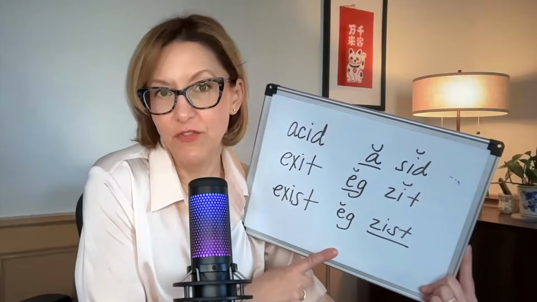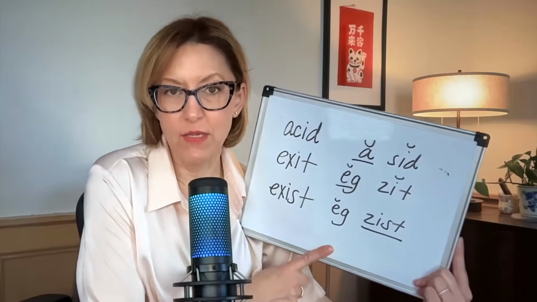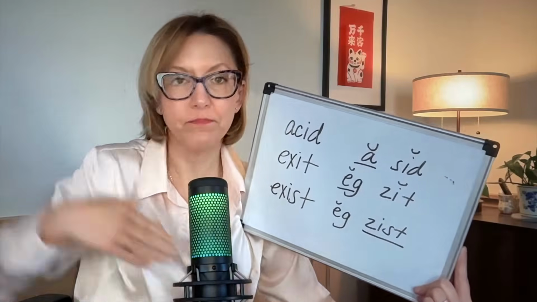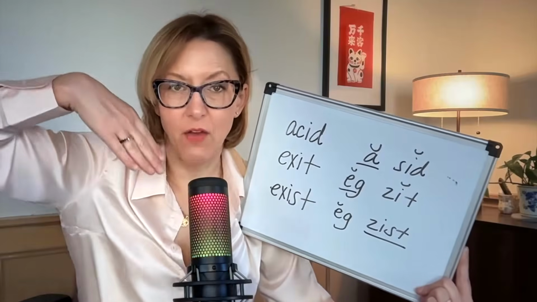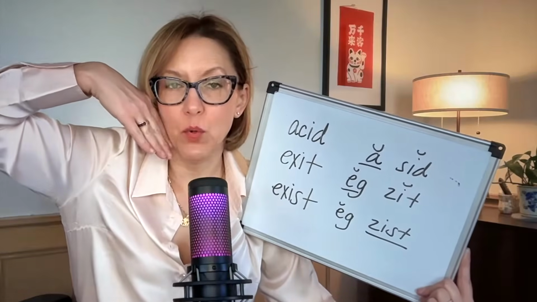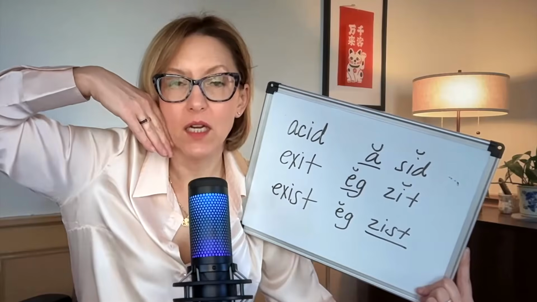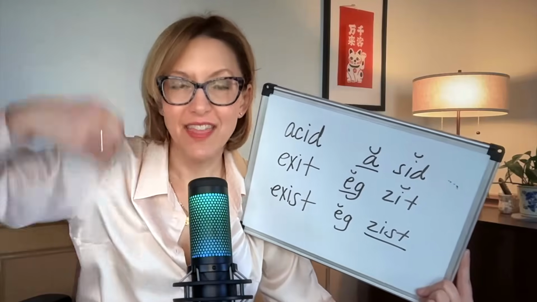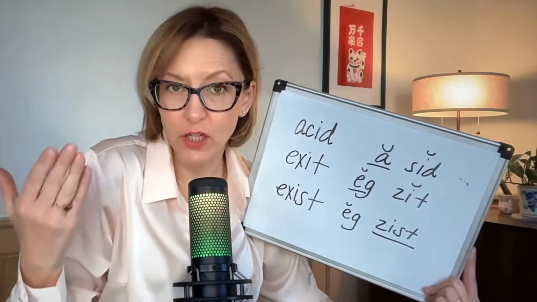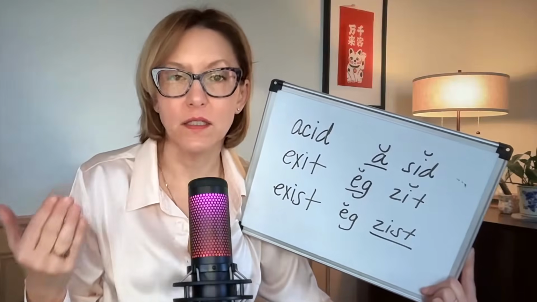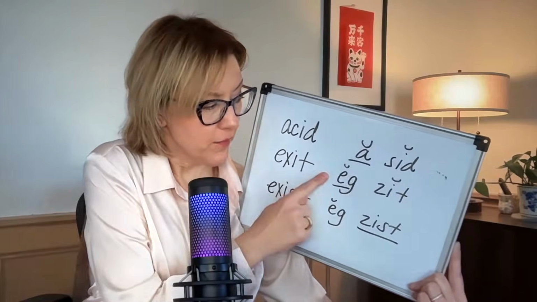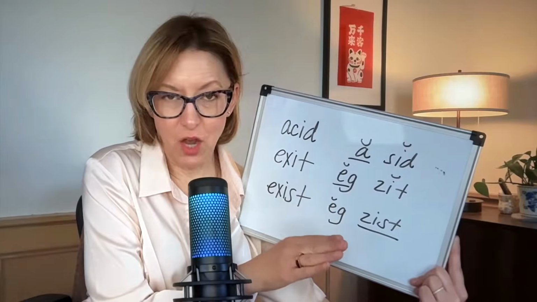Okay, forgot to mention the G sound. This is difficult for a lot of my Vietnamese speakers. So for the G, tip of the tongue is down, back of the tongue is pulled high up. G, g, g. This is the sound that we hear in the word go. All right, let's give these all a try.